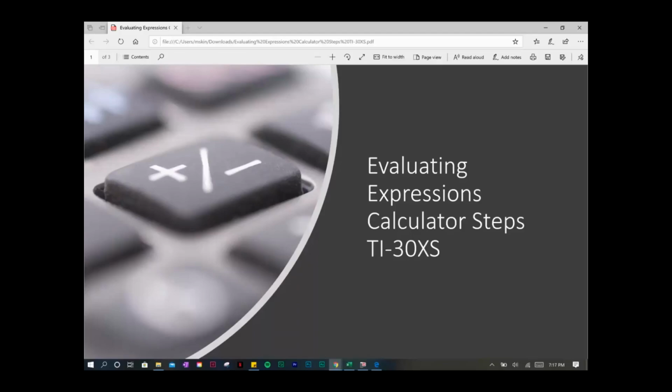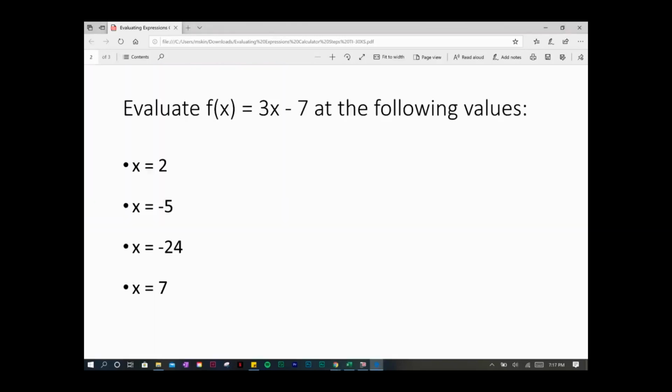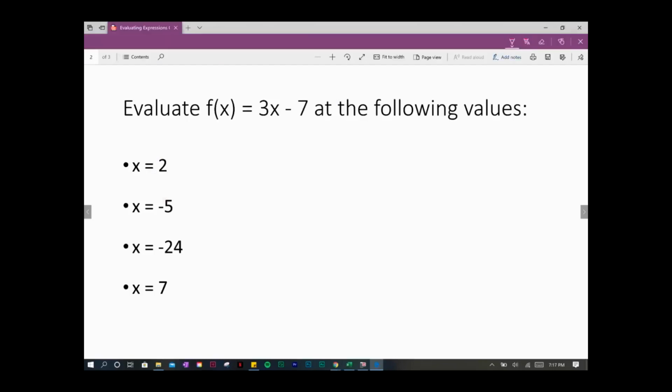We're going to go over how to evaluate expressions using the TI-30XS calculator. Evaluate f of x equals 3x minus 7 at the following values. So remember that means at x equals 2, that means that we're going to be plugging in 2 for x. So we're going to have f of 2 equals 3 times 2 minus 7.